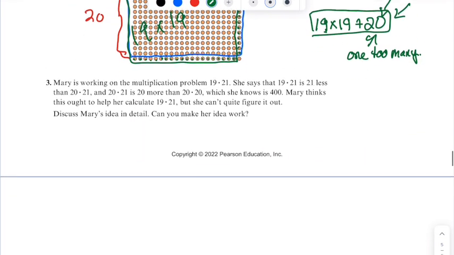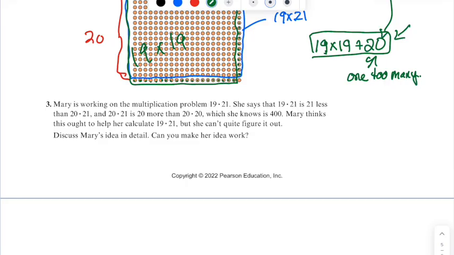And then here we have our last one. Mary's working on 19 times 21. Well, she says that 19 times 21 is 21 less than 20 times 21. And 20 times 21 is 20 more than 20 times 20, which she knows is 400. So Mary thinks this ought to help her calculate 19 times 21, but she can't quite figure it out.